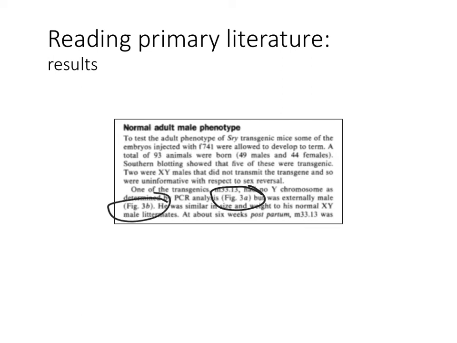And likewise, externally male. So when you've got the mouse doing the clasp test where they're hanging on the bar and their genitals are obvious, that's how they sex the mice. That's how they tell if they're phenotypically male or female. So you can go look, was externally male, figure 3B. So you go stare at the mouse genitalia in figure 3B and you convince yourself that it's a male.